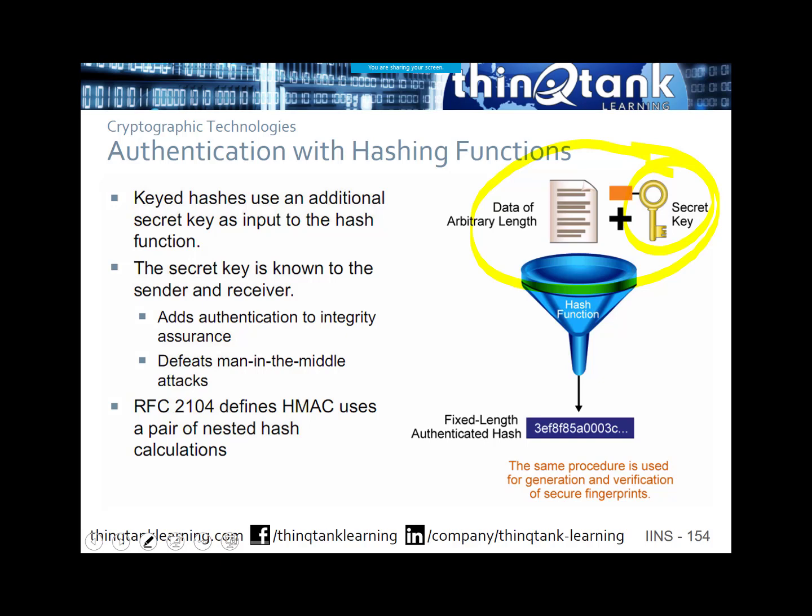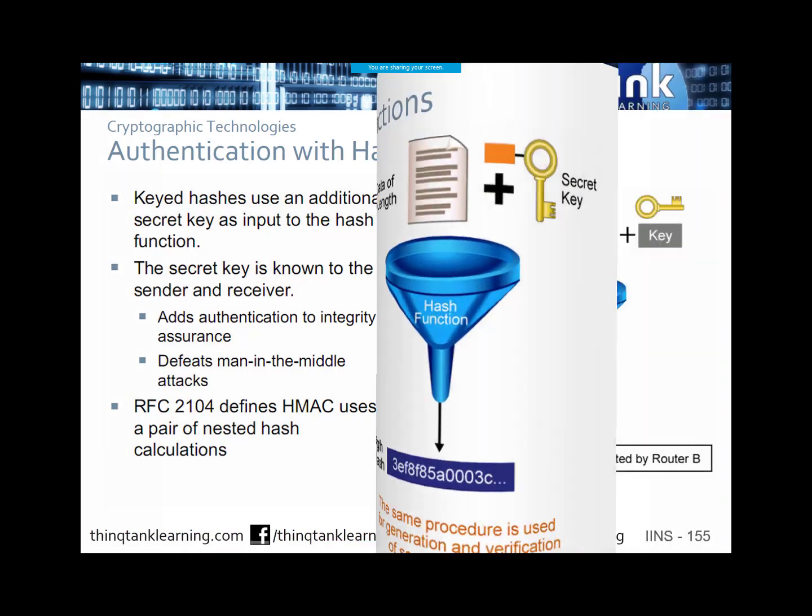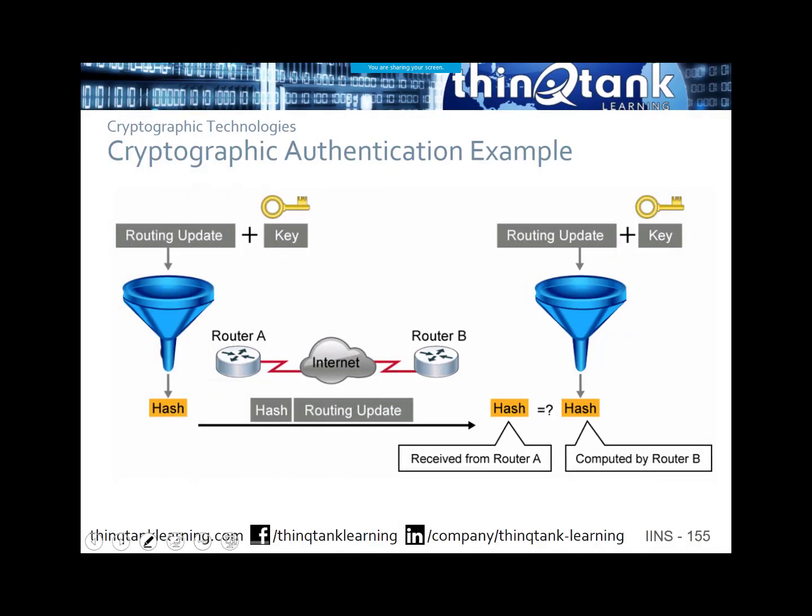Because the person in the middle doesn't know the secret key. Even though they might still be able to intercept the plain text data, they can't modify it and send it back out with a new hash because they don't know the key. Make sense? All right. It adds authentication to integrity assurance, meaning that you have a key, so you must be legit. Yeah, that's hashing with HMAC.